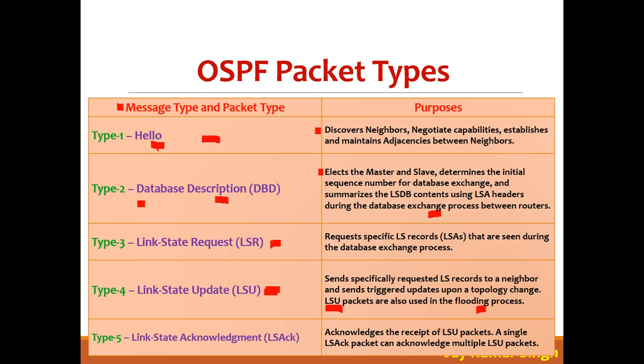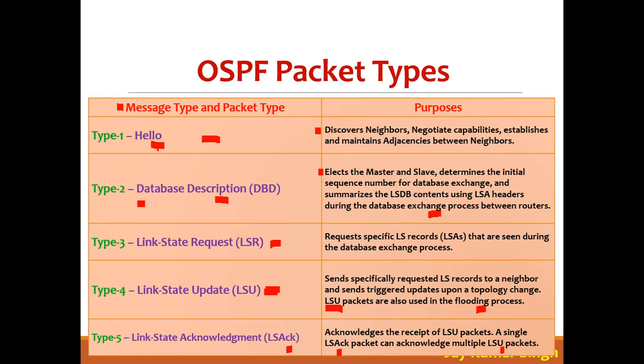and the LSU is sent to the neighbor on multicast address 224.0.0.5. Then you will have LSA. Once you have received the update, you will acknowledge. Once you receive the update, you will acknowledge, right? So that is the LSA, the acknowledgement.